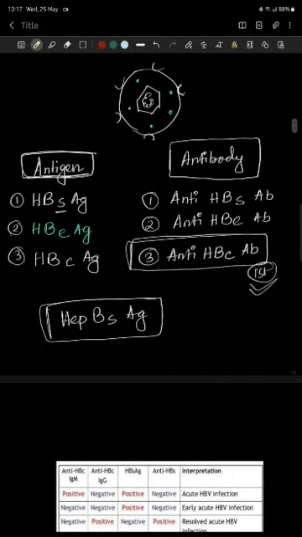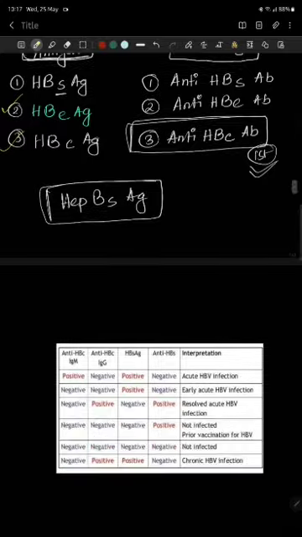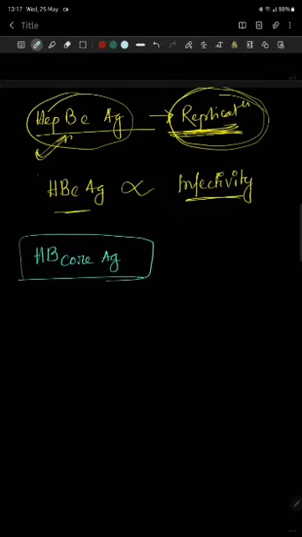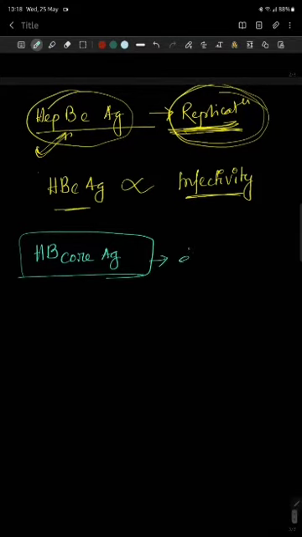Now the next thing, hepatitis B core antigen. This core antigen is very shy. She says, I will not come out, I will stay inside. It does not appear in blood. So if we test the viral markers, hepatitis B core antigen does not come. It is very shy. It does not appear in blood. Very, very important.